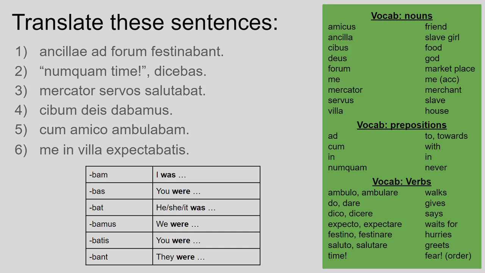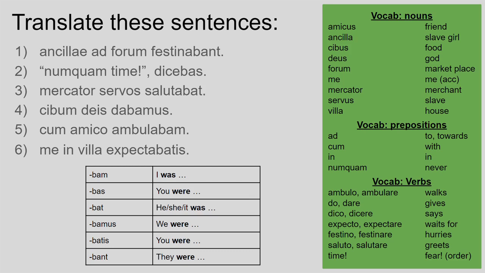For sentence 3, mercator servos salutabat. My verb here is a third person singular, he, she, it, from the T ending. BA again tells me it's imperfect, and saluto means greets. So putting that together, I get he or she was greeting. Now let's look for a matching nominative to try and help me figure out whether it's he, she, or it. Servos is accusative plural, so they can't be in charge of the verb. So it must be mercator, which is a third declension nominative singular, and that matches my T ending. The merchant was greeting the slaves.